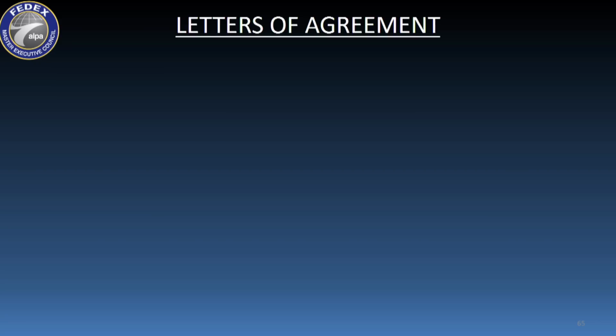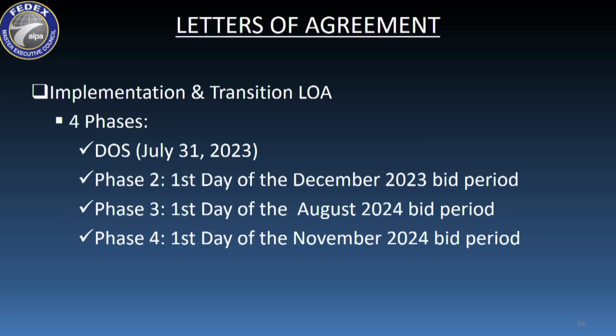So letters of agreement that are attached. First one's the implementation and transition LOA. There are 4 phases to it: DOS, then the first day of December 2023, first day of August 2024, and the first day of November 2024. So everything in this contract will be implemented by November of 2024. There are no TBDs in this implementation. Everything will be implemented. And you can go in and look at that. It has every single change that we made and when that will be implemented is in this letter of agreement.